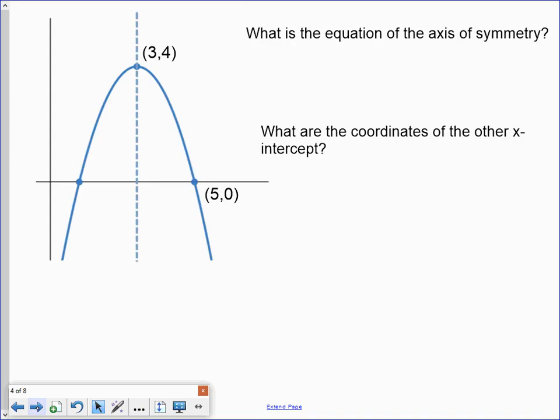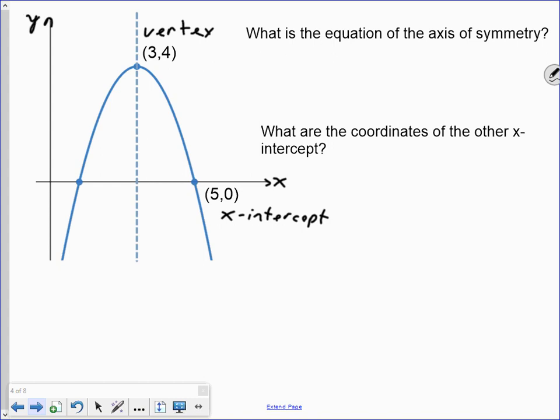Back in 4.5, we also did questions like this, where we were given some information about the parabola, and then asked some questions about it. So here we are given a couple of points on our parabola. We're given 3, 4, which we know is our vertex because it's where our parabola is changing direction. And we're given 5, 0 here, which of course is one of our x-intercepts because we can see that this is where our parabola is crossing the x-axis.